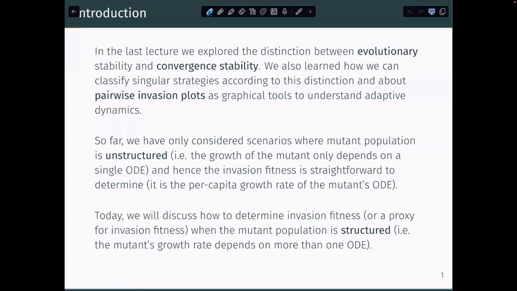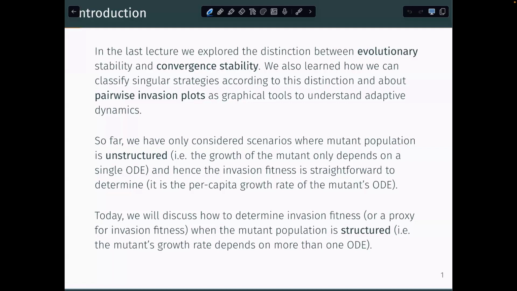So one of the key things so far is that we have only considered scenarios where we can write down one equation, say for our mutant invasion dynamics, and then from that immediately write down what our invasion fitness is.